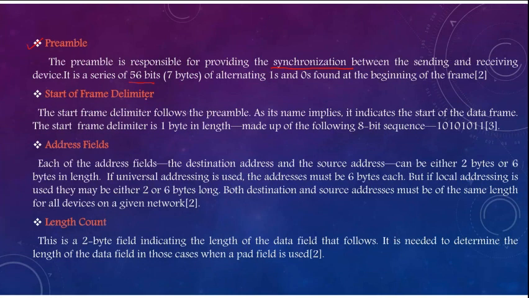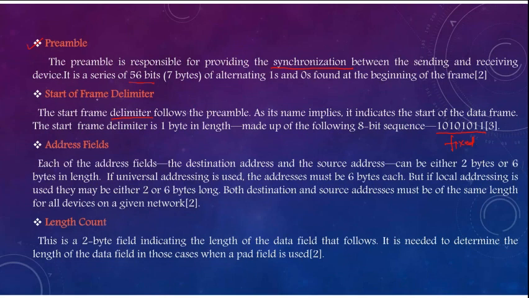Next is the start of frame delimiter, which comes just after the preamble. A delimiter is just a separator, separating the previous frame from the next frame or the actual data of the frame. As its name implies, it indicates the start of the data frame, identifying the location from which the actual data of the frame starts. The start frame delimiter is 1 byte in length, which means 8 bits, made up of the following 8-bit sequence. This is basically fixed.